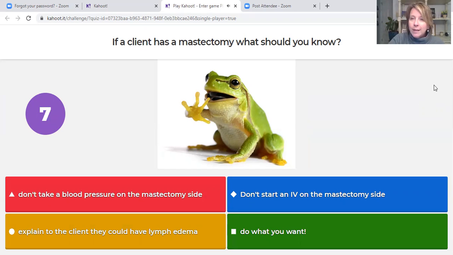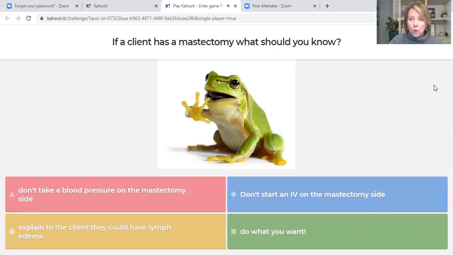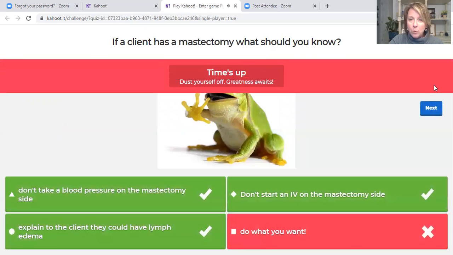Do what you want. That is a bad thing. You do not do what you want. You need to understand, we're not going to take a blood pressure on that side. We're not going to stick that side for labs. We're not going to stick them for an IV. And we want to explain to them that they can have lymphedema on that side. And that's why you never allow anybody to do those things to you.